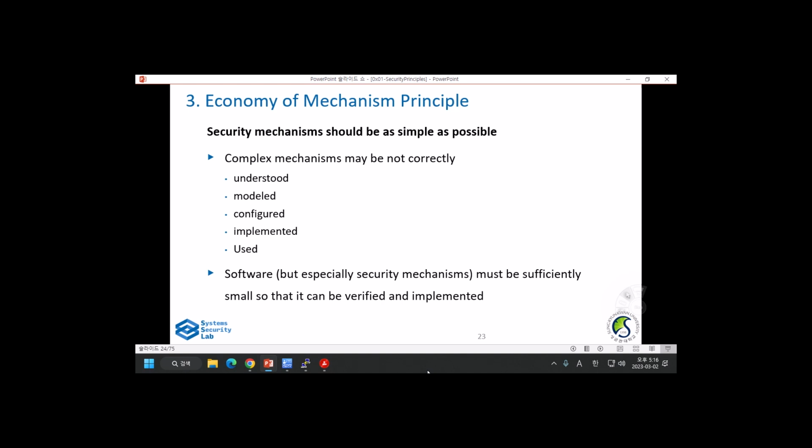But where it fails is the economy of mechanism. It's too much work for the users, and we can see that that's probably not going to work out. So this principle basically says that the security mechanism has to be convenient and economic.